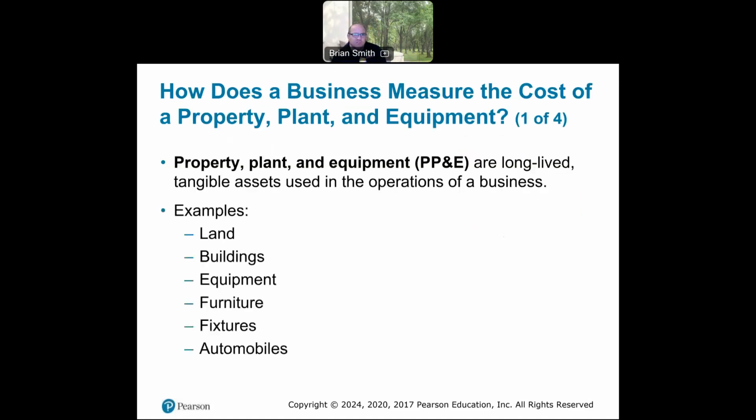How do we do that when we purchase them? Examples of property, plant, equipment would be land, buildings, equipment, all these things you'd see listed on this slide. I would like to point out, though, that land does not get depreciated. So when you buy land, it's just a matter of keeping it.